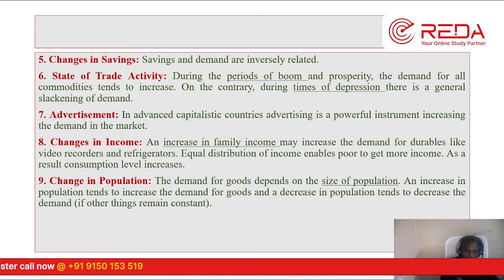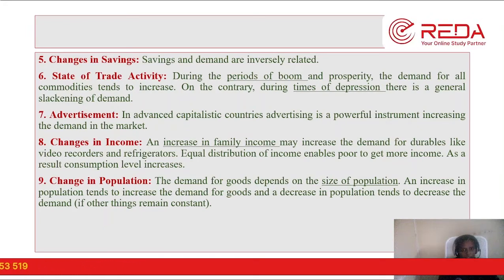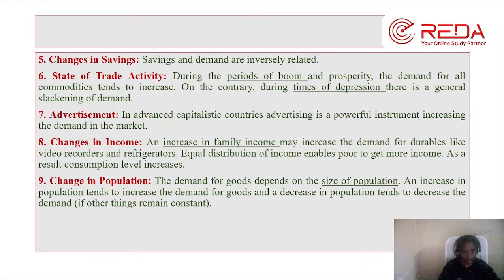If suppose only one person is earning and all the members of the family need to adjust with it, if you are depending upon only one person's income, what will happen? At that time the depression will start. So when the depression is found, what will happen? You cannot spend a lot of money in purchasing all the commodities.